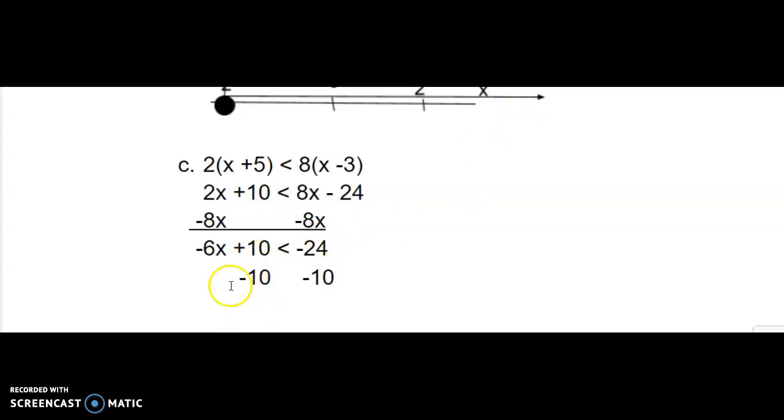Now, combine like terms. On the left, all I have is negative 6x, because 10 minus 10 is a 0, it's gone. So less than negative 24 minus 10, that's a negative 34. Next, I will divide both sides by negative 6, because that's the coefficient of x, negative 6.